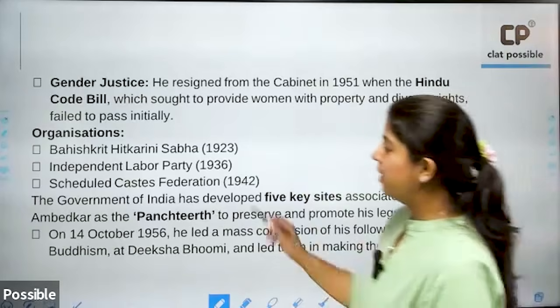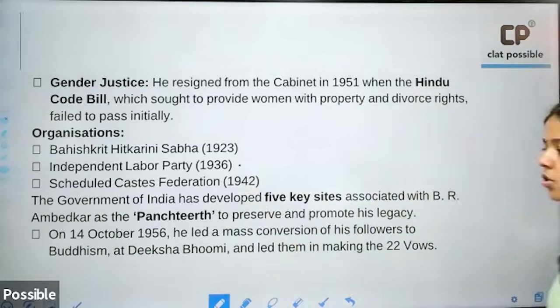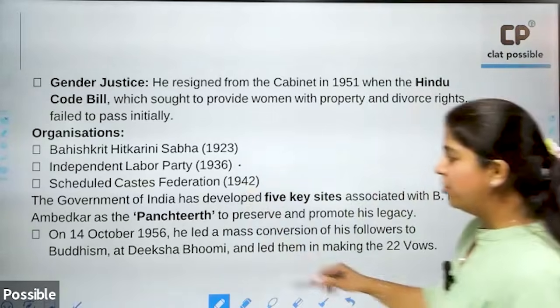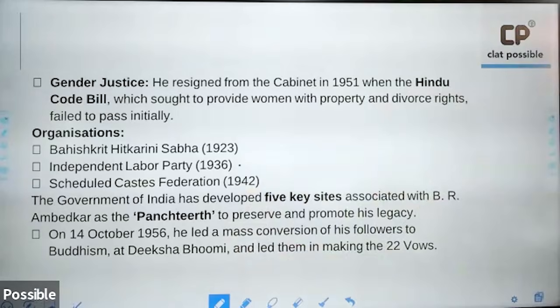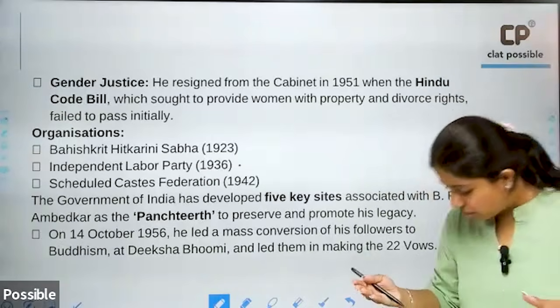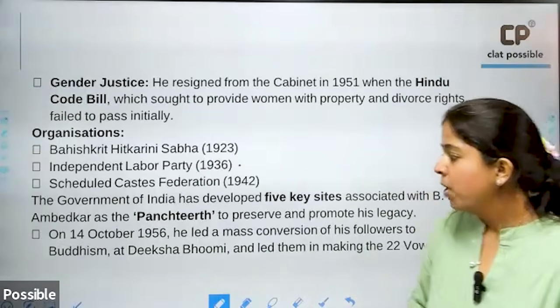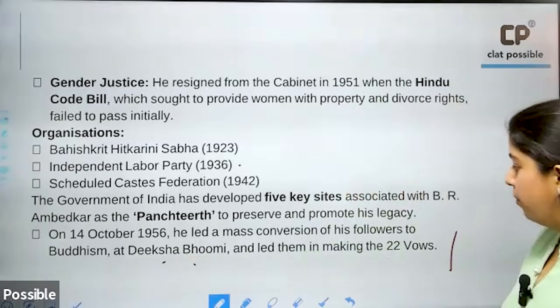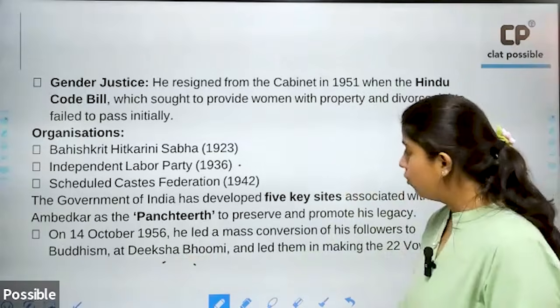Then he established the Independent Labour Party in 1936. He also established the Scheduled Caste Federation in 1942. This year, the government has developed 5 key sites associated with B.R. Ambedkar as the Panchatirth. On 14th of October 1956, he undertook conversion to Buddhism. He himself converted to Buddhism, and along with him a large mass of people converted at the Diksha Bhumi, where they made 22 vows.